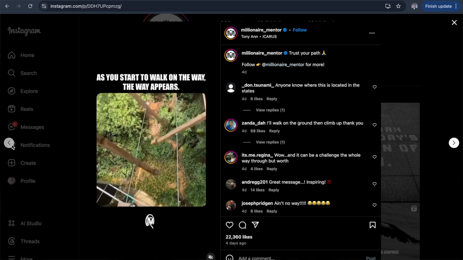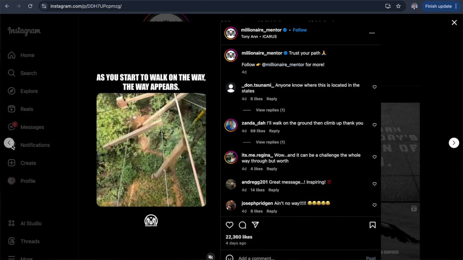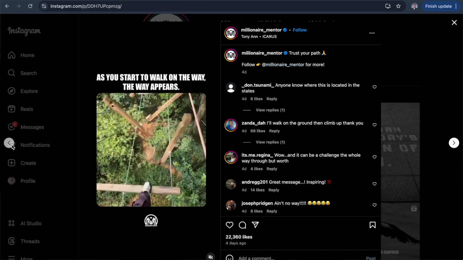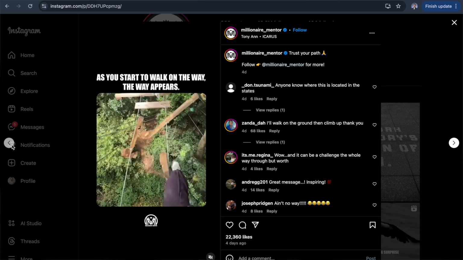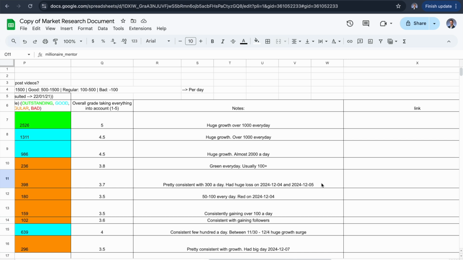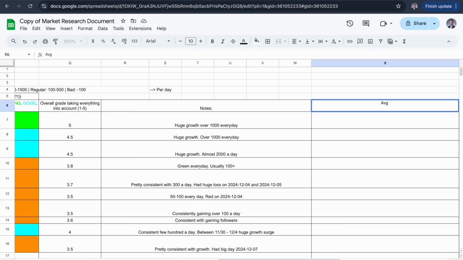So what I'm noticing is actually when they had the really bad day, when they lost a lot of followers, it was on the 4th and the 5th, I believe. Between 3 and 4 days ago. So let's add some columns here.